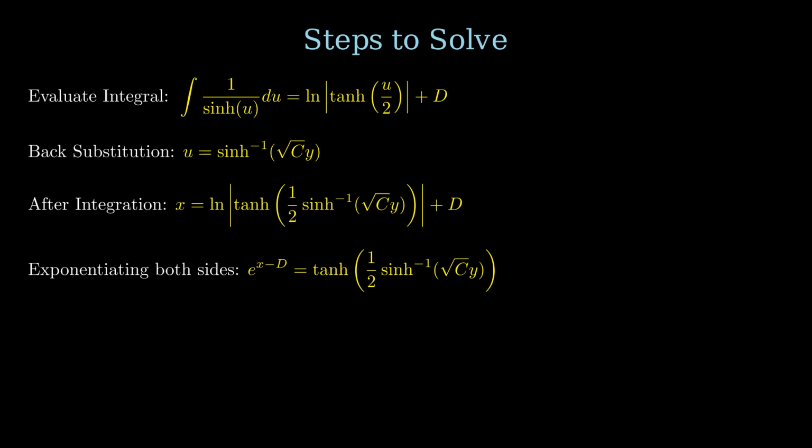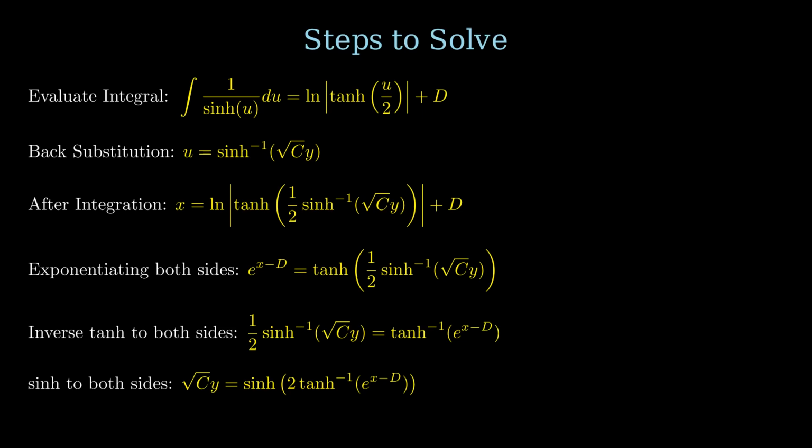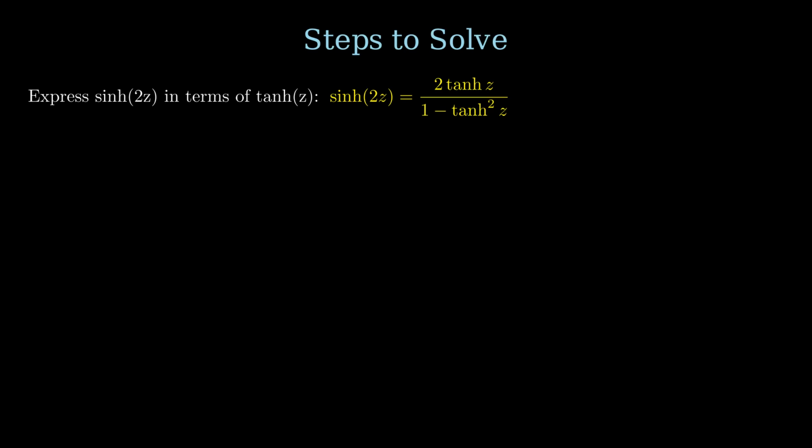We isolate the hyperbolic tangent term by exponentiating both sides. We apply inverse tanh to both sides. We isolate y by applying sinh to both sides. We simplify using the identity for sinh of a double angle in terms of tanh.